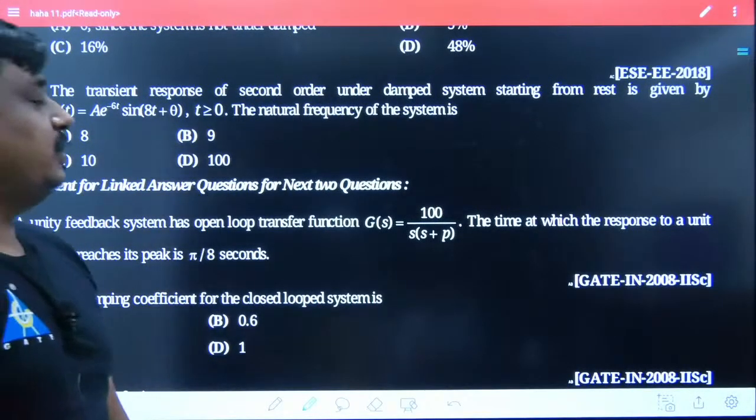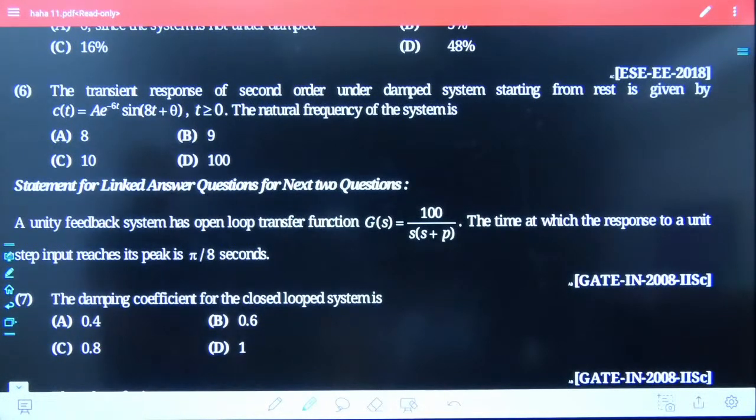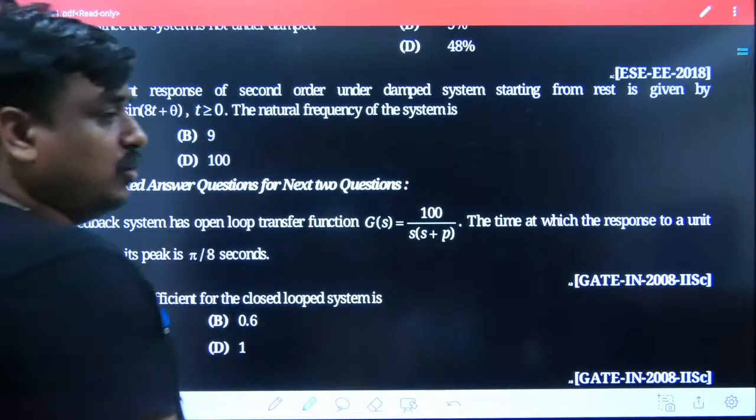The problem was experienced by the electrical people in the engineering services examination in the year 2018. The problem states: the transient response of a second order underdamped system starting from rest is given as c(t) = A e^(-6t) sin(8t + theta) when t is greater than or equal to 0. The natural frequency of the oscillation would be?